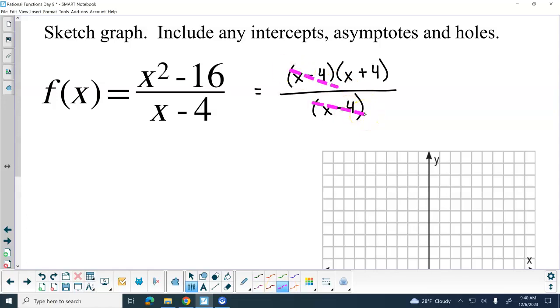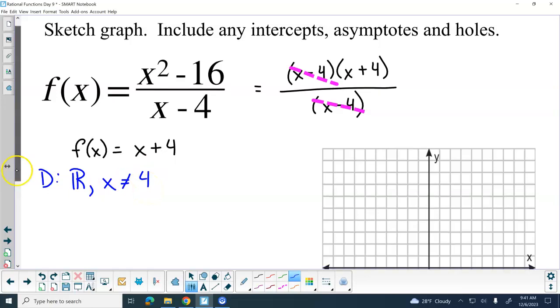Okay, so my new function is what? Just x plus 4, right? Go over 1, but do we ever write any over 1? No, no. Okay. All right. So, somebody, fire me off. What's the domain of this function? All real numbers. X cannot equal 4.